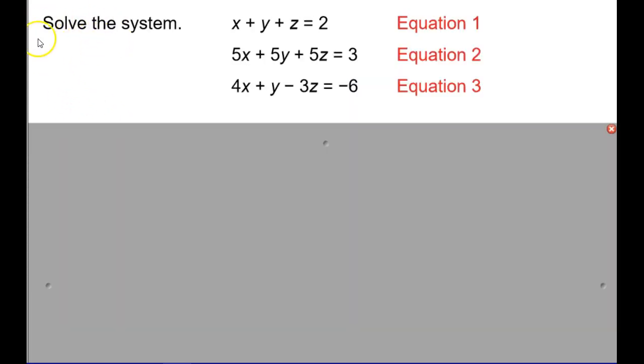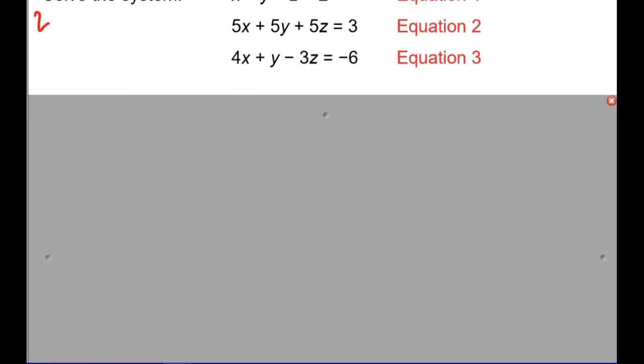Now let's look at example 2. This is example number 2 in your book. Again, solve the system. Again, I have my three equations with my three variables written out in the right way. I see I have x, y, z equals my constant, x, y, z equals my constant, x, y, z equals my constant. As long as they're all written the same way, that's going to make things a little bit easier.